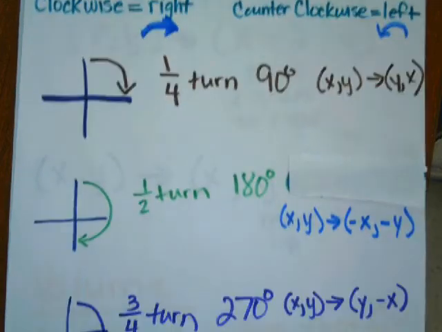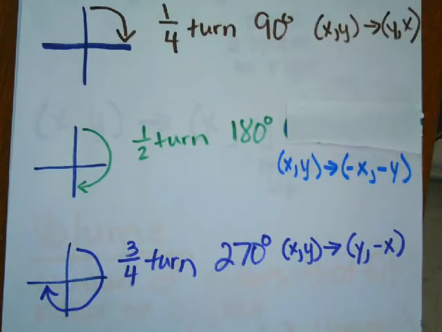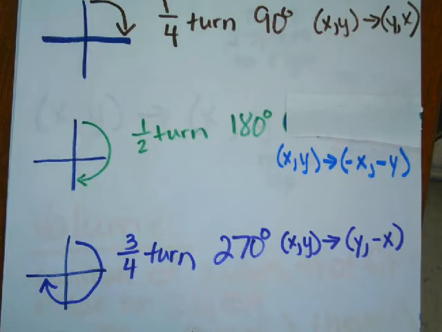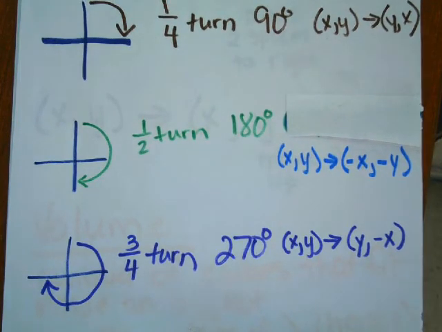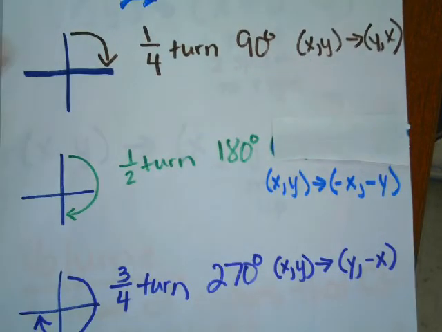If I make a 3/4 turn, not only do the x and y switch places, but I take the opposite of the x coordinate. So if I do a 3/4 turn, which is 270 degrees, these are my original points. I switch the points and take the opposite of x. And that is rotations.